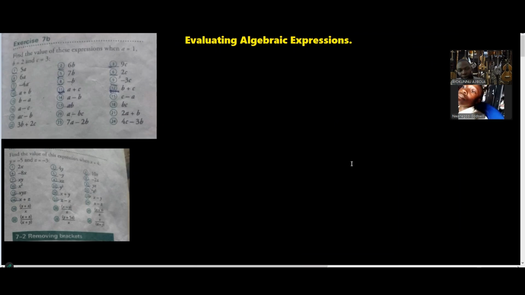We want to evaluate these algebraic expressions, and the first one says a equals 1, then b equals 2, then c equals 3. Then we have been given some things to find, okay?